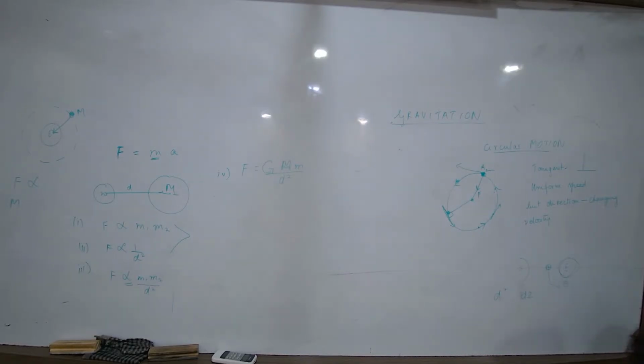What does it mean? If the distance is increasing, the force is decreasing. This is the square of the distance, not only d. That is, force is directly proportional to M n upon d square.